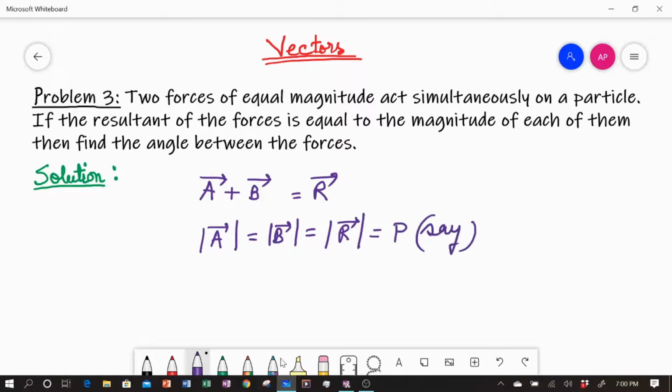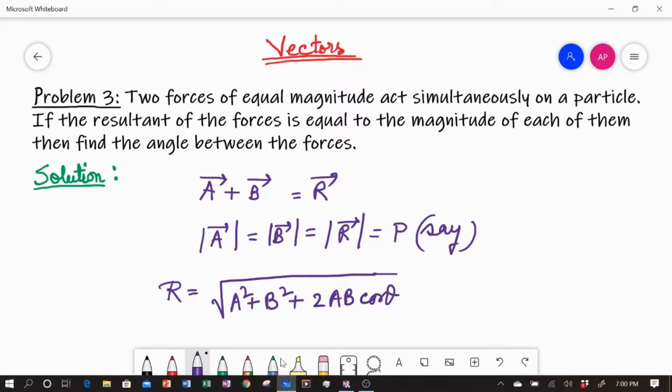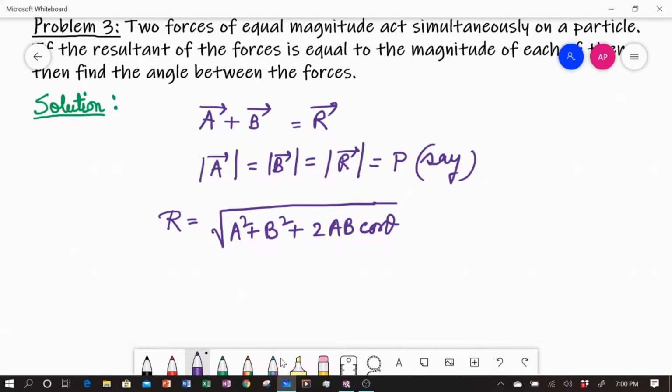Now we have to consider the formula for resultant. The formula for the resultant of two vectors is R equals root over A square plus B square plus 2AB cos theta, right? Here R, A, and B have magnitude P. So squaring both sides, P square equals P square plus P square plus 2P into P cos theta.